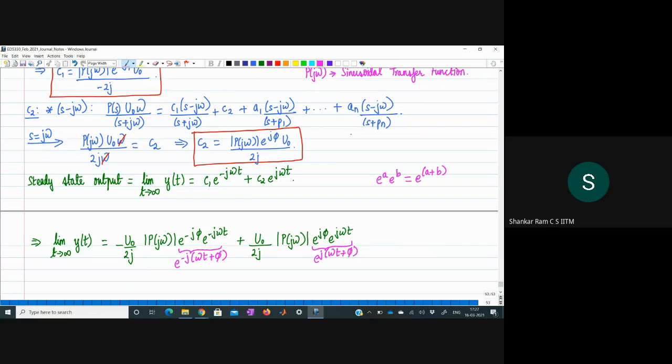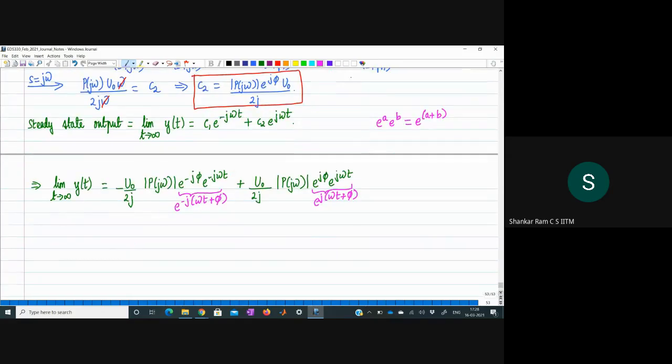So I hope this simplification is clear to all of us. All right. So once again, please stop me whenever there is a question. Okay. So I hope that this is clear. Now going ahead, so this will give us.